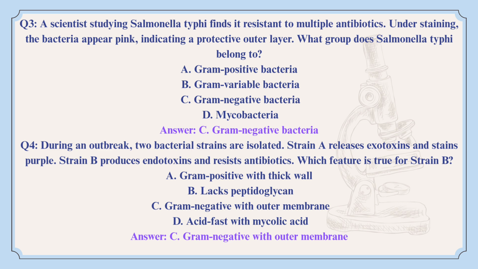Question 4. During an outbreak, two bacterial strains are isolated. Strain A releases exotoxins and stains purple. Strain B produces endotoxins and resists antibiotics. Which feature is true for strain B?